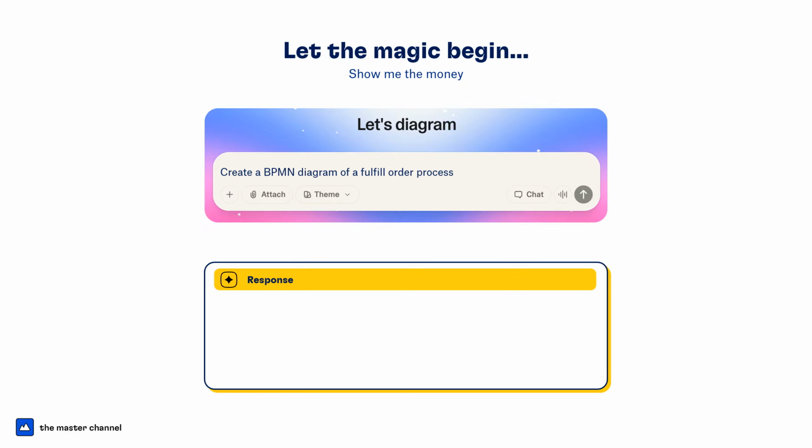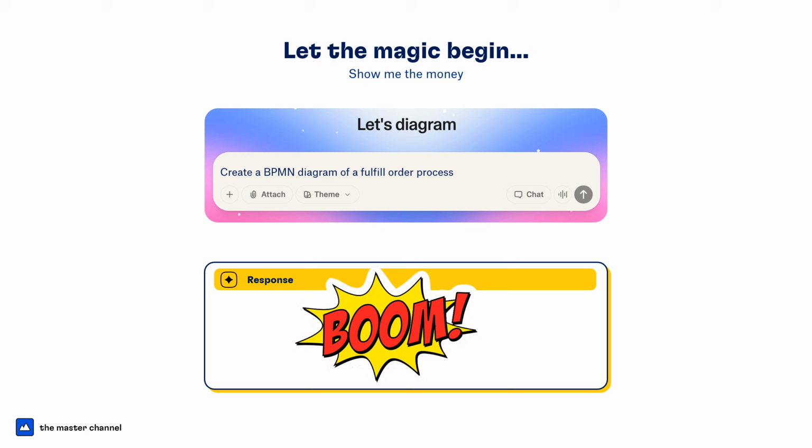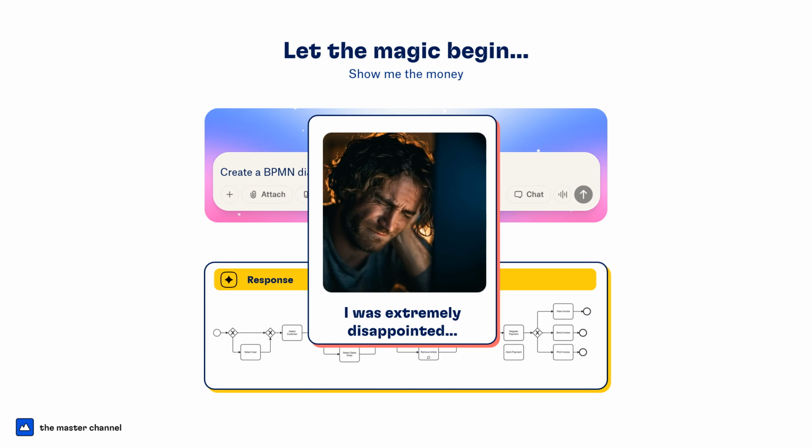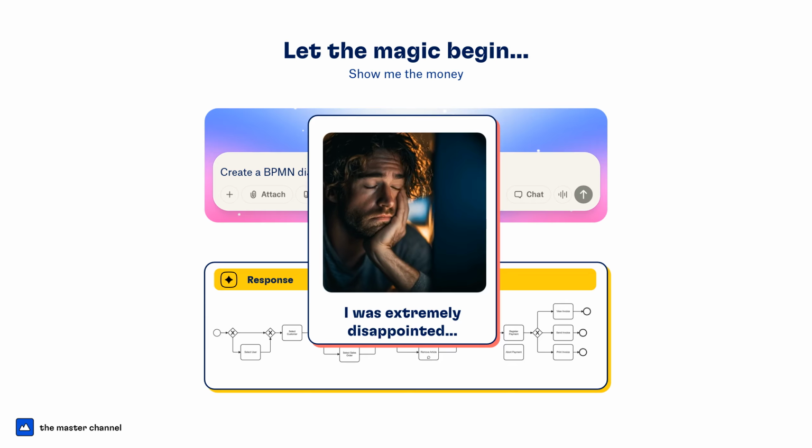For instance, let's use the following prompt. Create a BPMN diagram of a fulfill order process. And boom, magic happens behind the scenes. This LLM uses its knowledge to combine domain insight about fulfill order processes with the syntax and semantics of BPMN, and it produces a beautiful diagram. However, there was no magic. The results were extremely disappointing. This is not what a good BPMN diagram should look like. Let's look at another example.